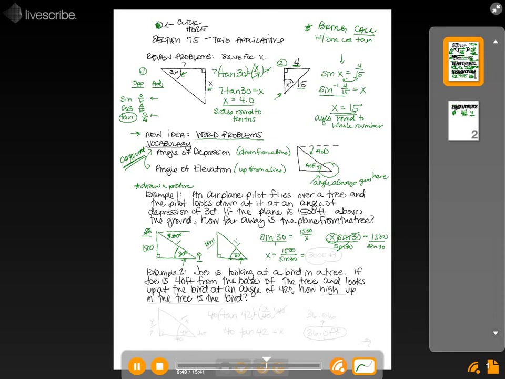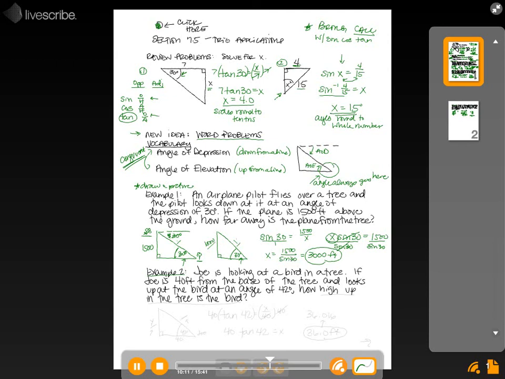So when we put in our calculator 1,500 divided by sine of 30, we get 3,000. And we need to put a label on it, 3,000 feet. And there's the answer to our problem. It is nothing different than what we've done before, what we did in our 2 review problems, except that we have to draw a picture to go with the problem. That's the only difference. Okay, so let's look at example 2.